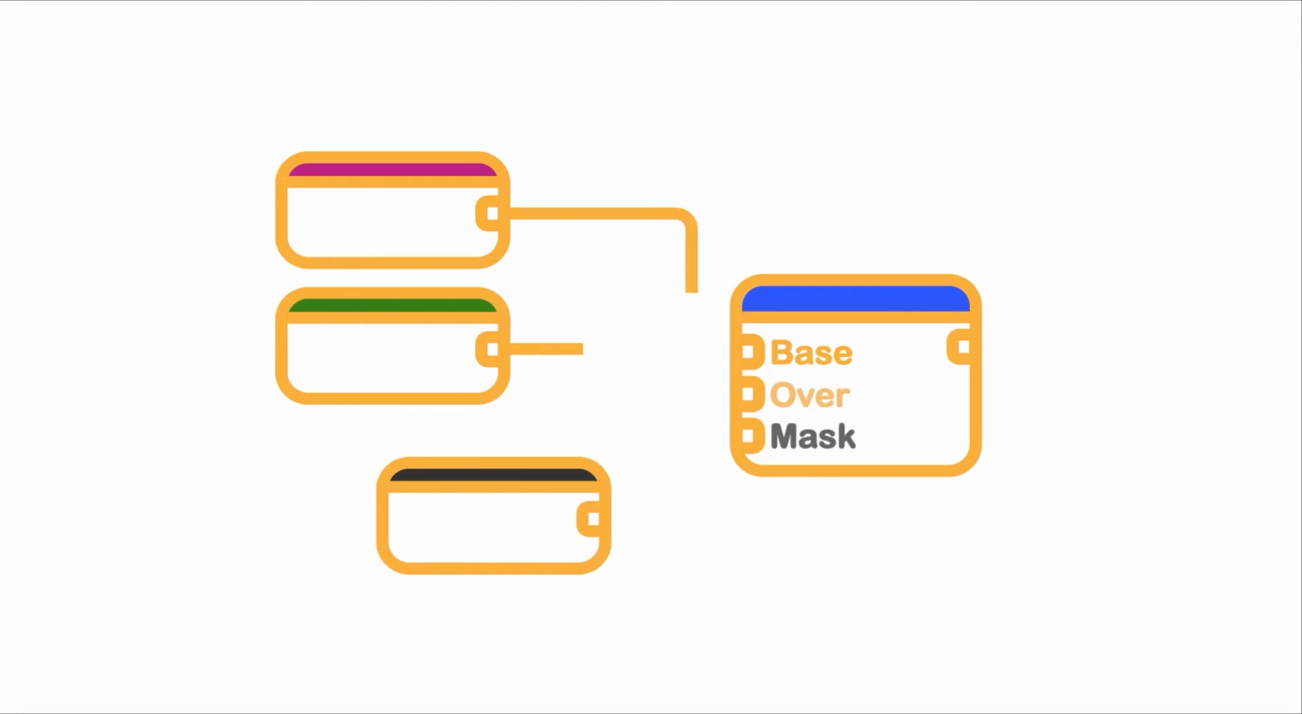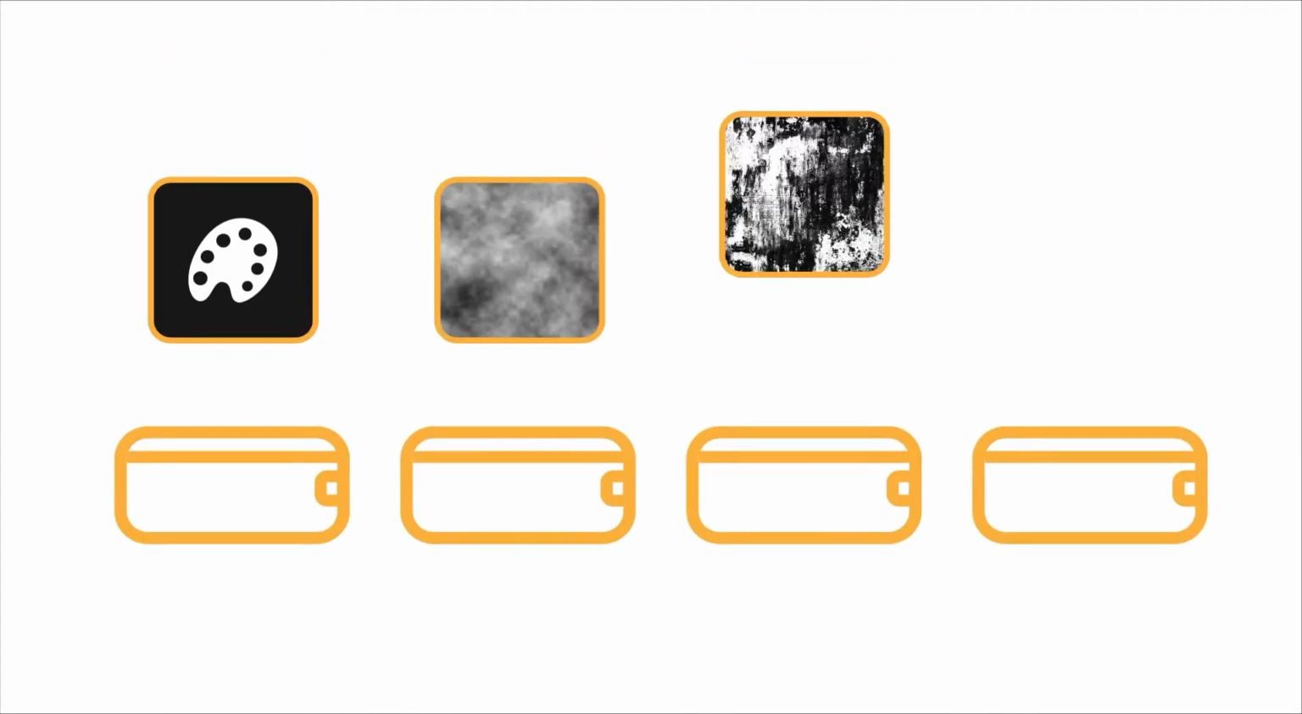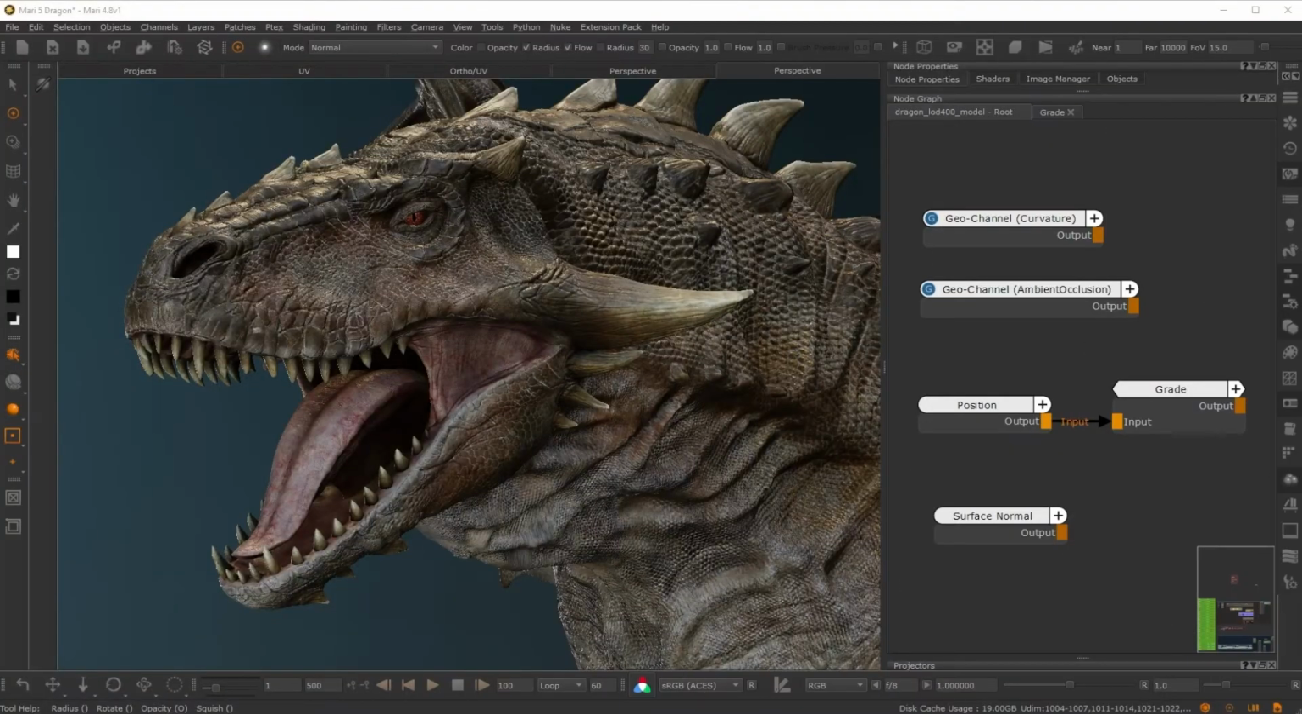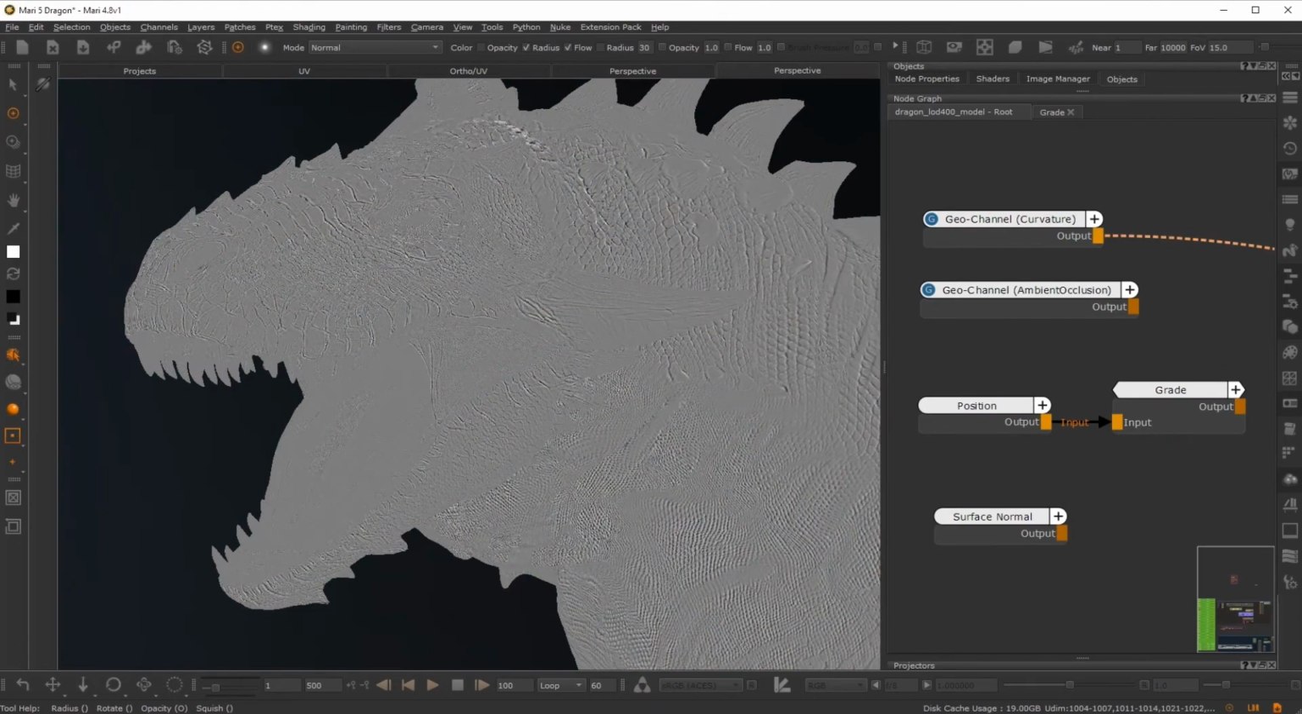The bottom layer goes into the base input and the layer on top is plugged into over. Any node plugged into the mask slot defines the areas where the over layer will be revealed or hidden. You can start creating a mask with a solid paint layer, a procedural noise or tileable, or a geochannel. Geochannels are placeholders for separately baked support maps like curvature and ambient occlusion.